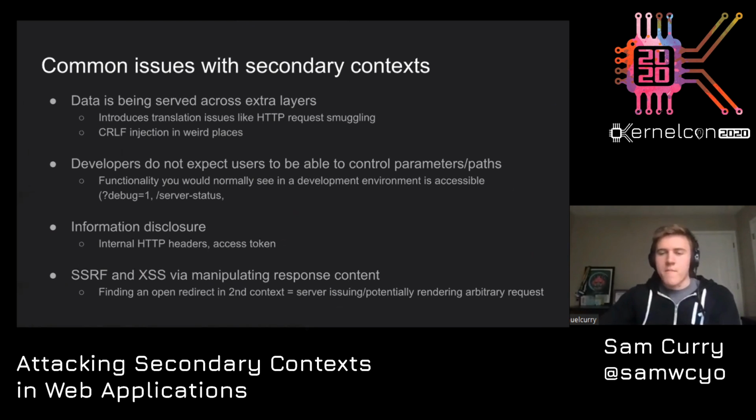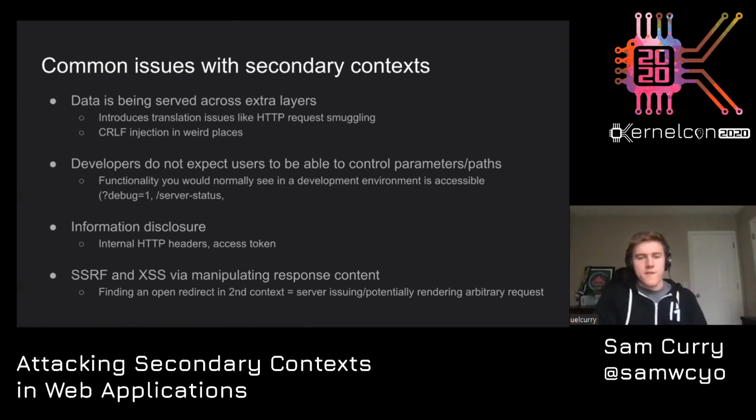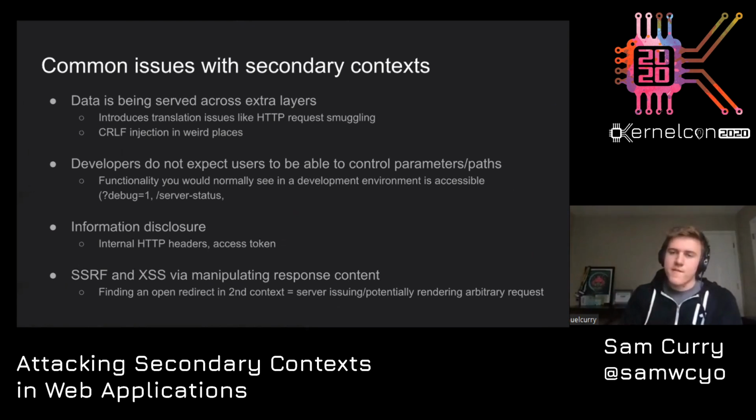Information disclosure is really common. A lot of times these internal APIs or secondary contexts will have global administrative keys, where if this request is being sent internally, just use this authorization bearer, and that's what we're going to use to access it. But that leads into, well, what if I'm able to pull someone else's information? Let's say it's an authentication API or a user information API. You can actually retrieve information about other users if you can get their request right. And lastly, server-side request forgery and cross-site scripting, if you're able to manipulate that response content.